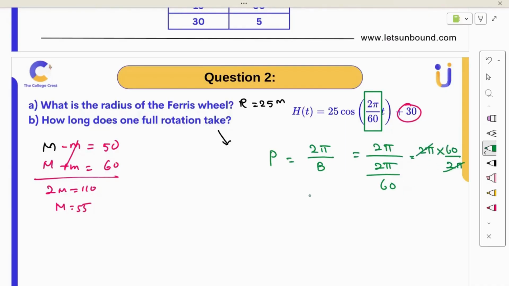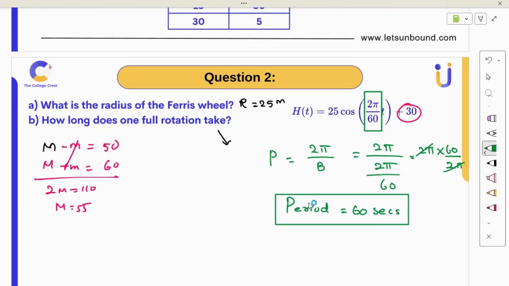You got 60, and it's seconds. Something deals with seconds. So the period is 60 seconds. For every 60 seconds, the pattern repeats. Right? So part B is done.